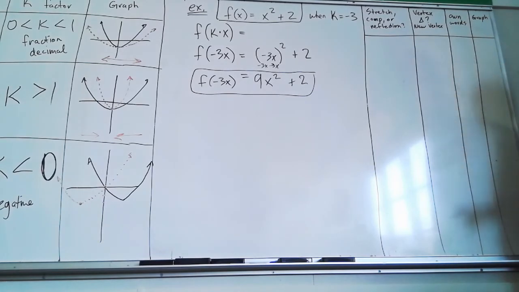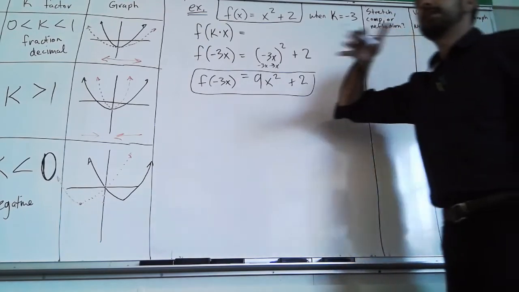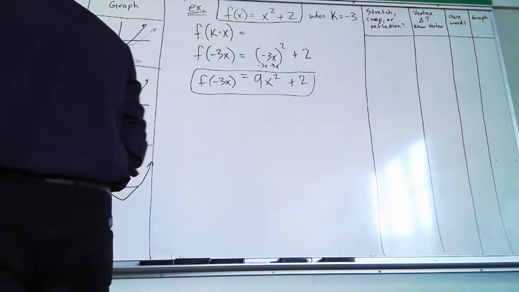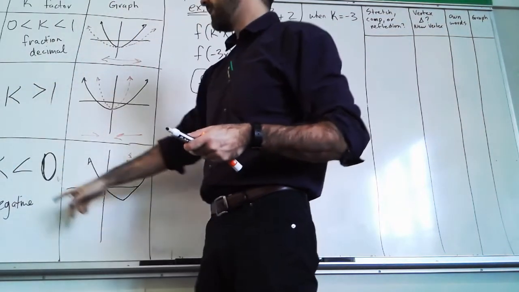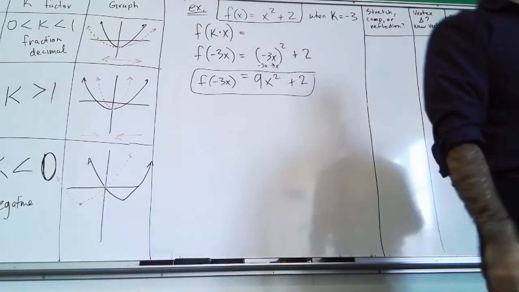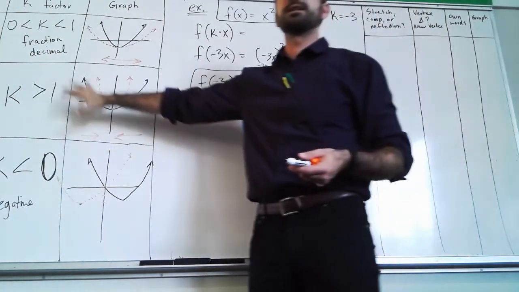The same questions were asked. Is this a stretch, a compression, or a reflection? And tell me why. Raise your hand for this one. What do you think? Think about it for just 10 seconds or so. How do we know if it's this, or this? So let's look. When k is a fraction, we get a stretch. When k is greater than 1, we get a compression. When k is less than 0, so when it's negative, we get a reflection. So what do you think? Reflection, right? So we just have to look at the table here to figure out what's going on.